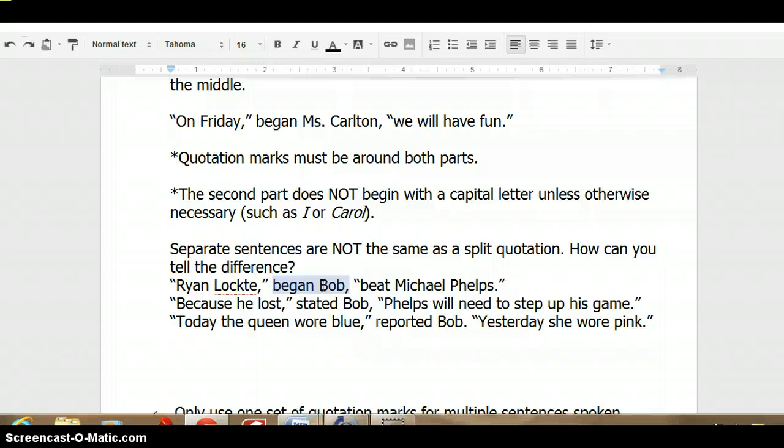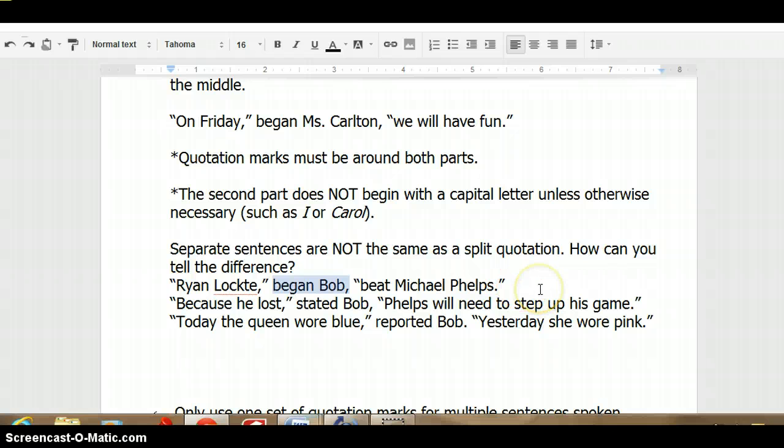Note the punctuation of this. Of course, you're going to use your beginning quotations, and then you've got your PQ rule. You've got a comma and then quotation marks. After the tag, you're going to again, comma, quotation marks, beat Michael Phelps, period, quotation marks.